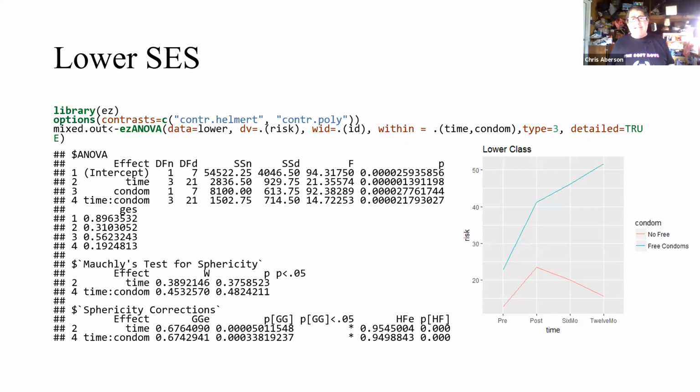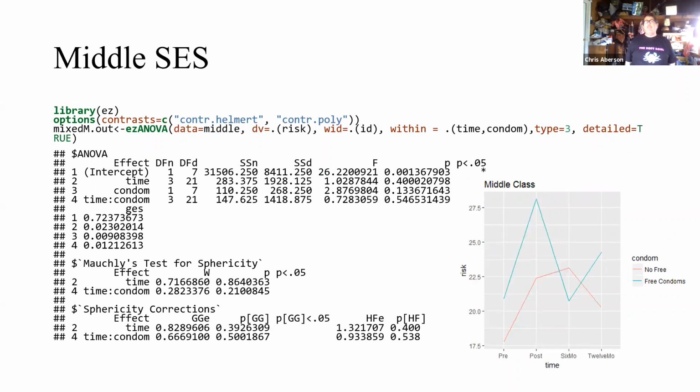Here's the low SES, and you can see for the low SES, time by condom interaction is still significant. This suggests that for those kids who are from the lower SES backgrounds, the program paired with the free condoms is most effective. For middle SES, we see no significant interaction. In fact, nothing was significant.